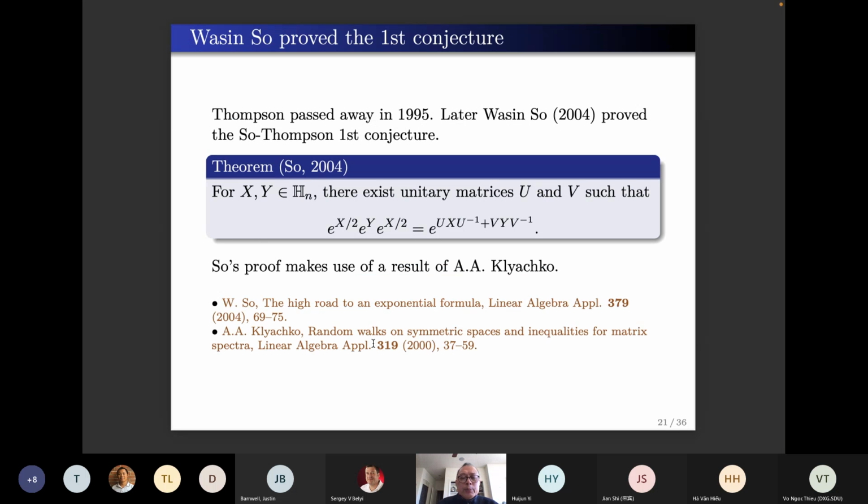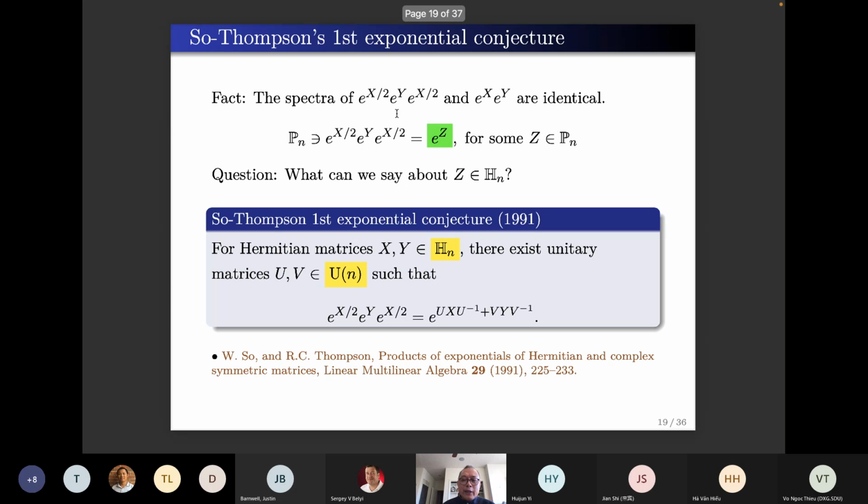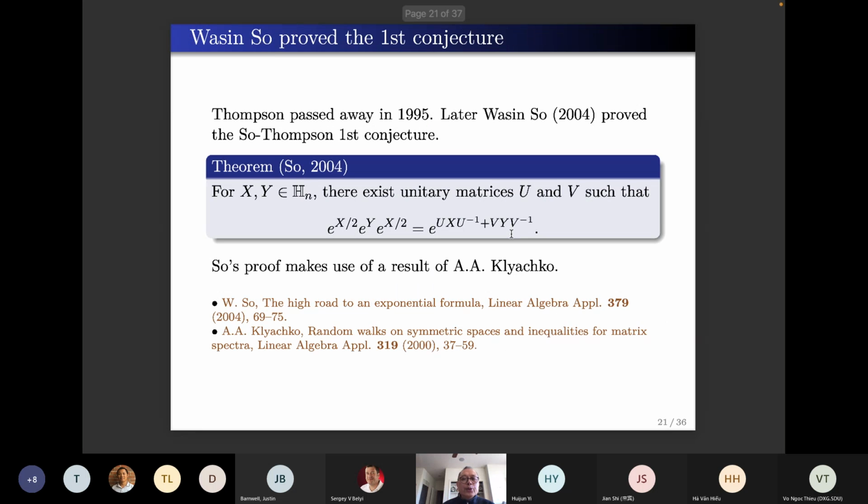Well, Bob Thompson passed away, I believe, in 1997 or 1998. I don't remember exactly. Oh, no, sorry, 1995. I said it here, okay, in 1995. They published their paper in 1991, and at that time it was a conjecture. Then Bob passed away several years later, and about 10 years later, maybe 9 years later, So established the first conjecture. It turns out that the first conjecture is true.